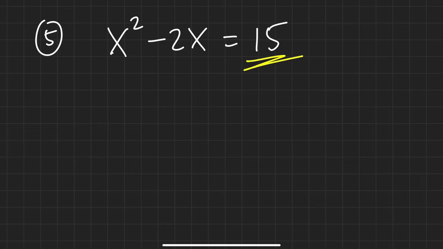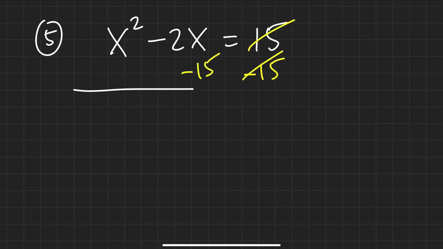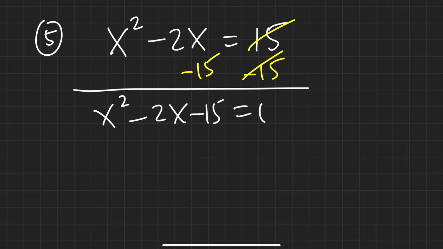Now, number 5. X squared minus 2x is equal to 15. Okay, this is equal to 15. That's not what we like, right? We need to have 0 on the right hand side, right? So the first step is to subtract 15 from both sides, so that way we can get the 0 that we want. And then we can do what we have been doing.